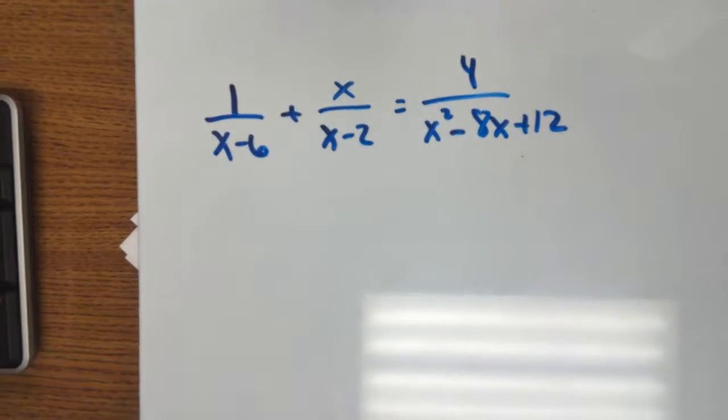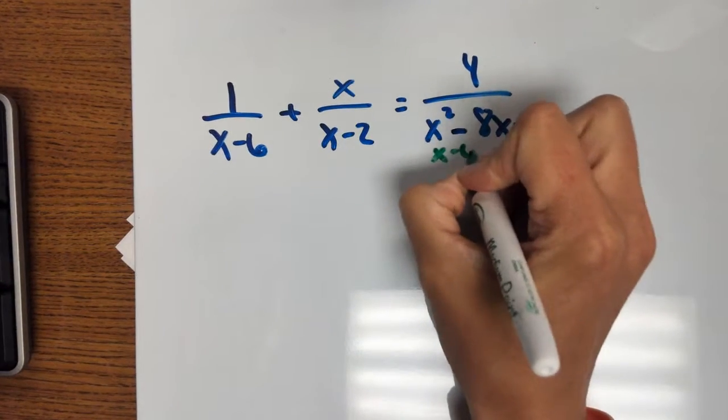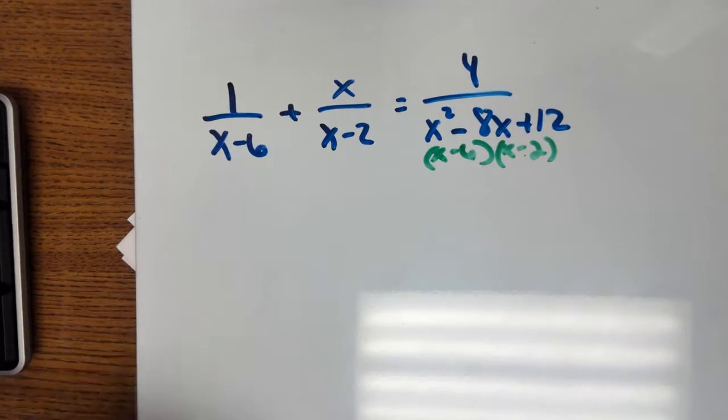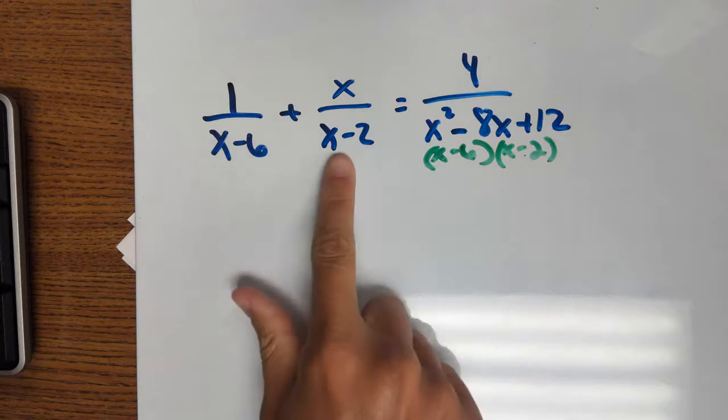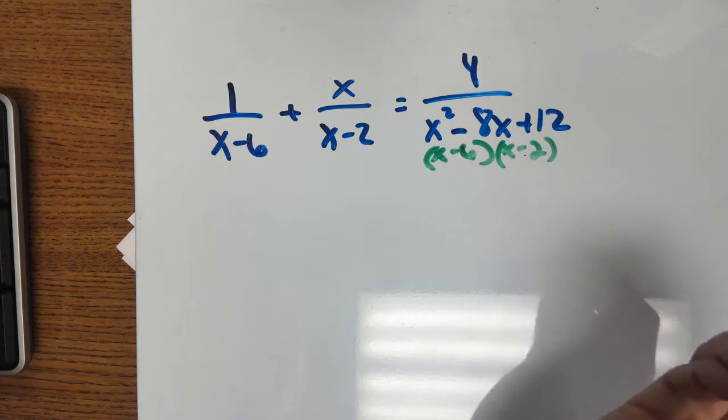Alright, so this last one is probably the trickiest of the bunch. My first thought was to go ahead and factor the bottom. So that's going to give me x minus 6, x minus 2. Then, if you realize you have x minus 6, x minus 2, and a combination. So my denominators, we could do a couple different things.